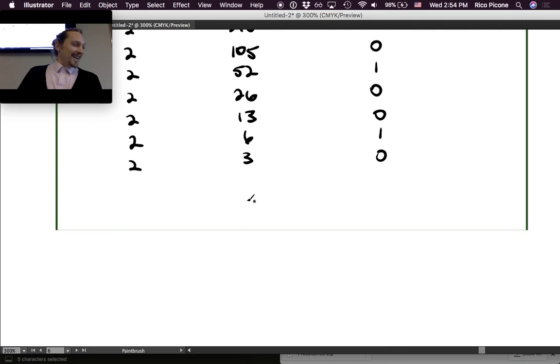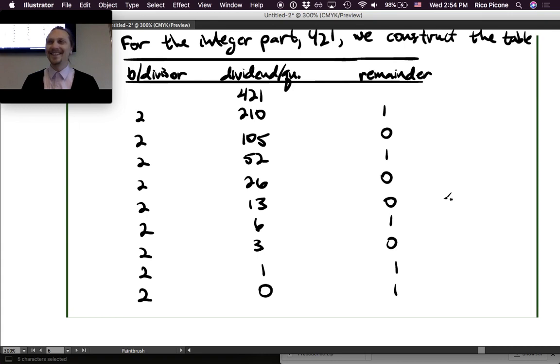Divide by 2, we get 1, remainder 1. Divide by 2, we get 0, remainder 1. Wow, I even did that right in my notes. Either that or I got it wrong both times. Same wrong. Okay. Are you guys following that?